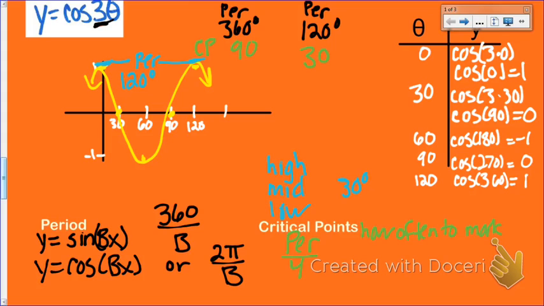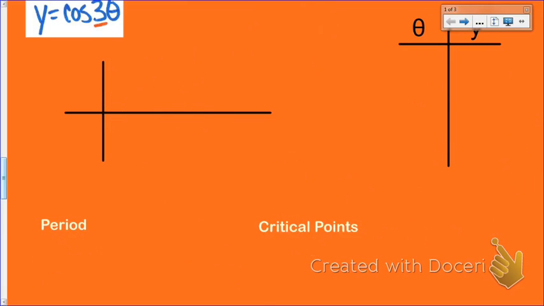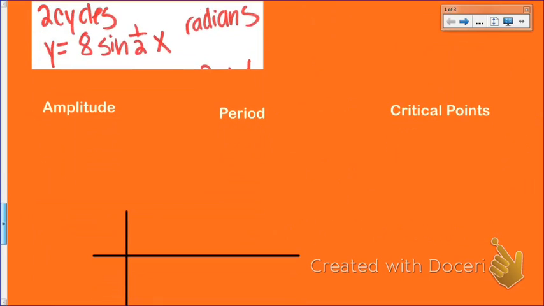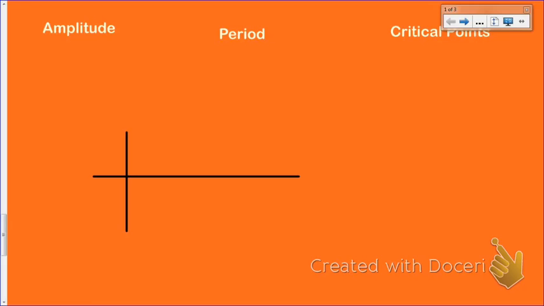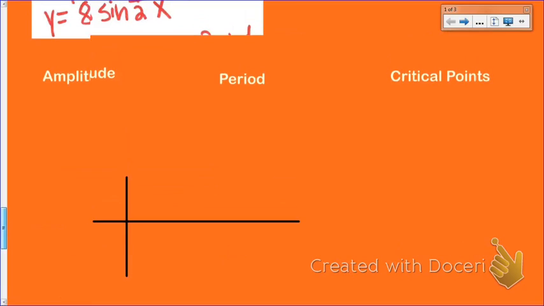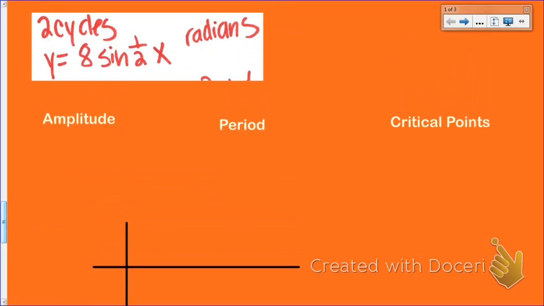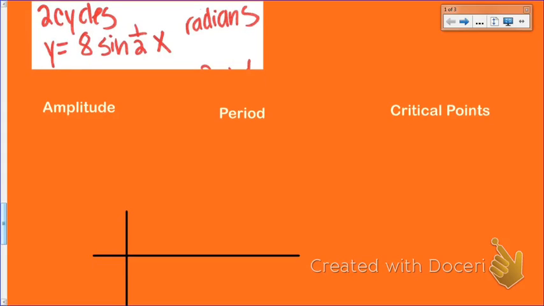So now we're going to look at an example that actually includes both of these transformations, and we're going to try and graph this without plotting points, just so we can get used to these different transformations that we see. The next example is to graph 2 cycles of the function y equals 8 sine 1/2 x, and we're going to graph this in radians.